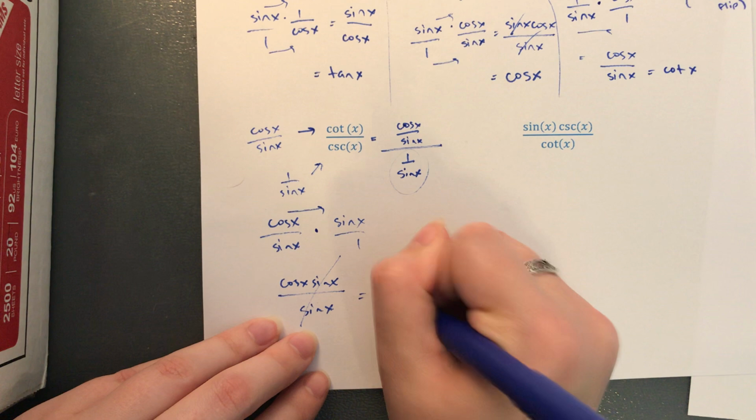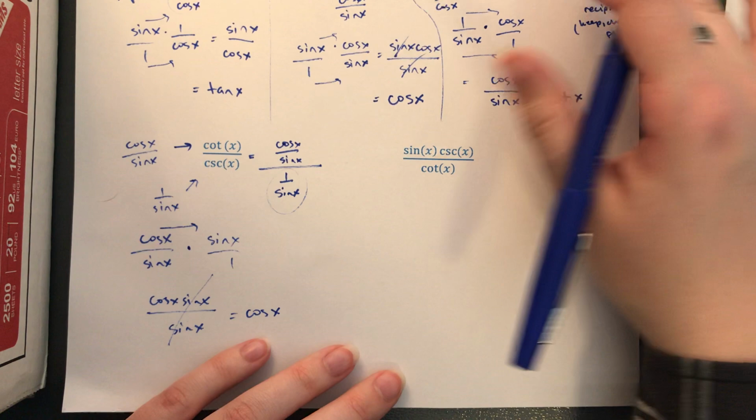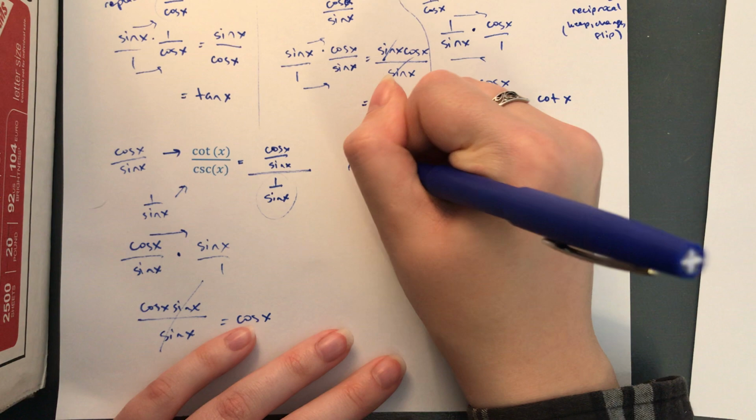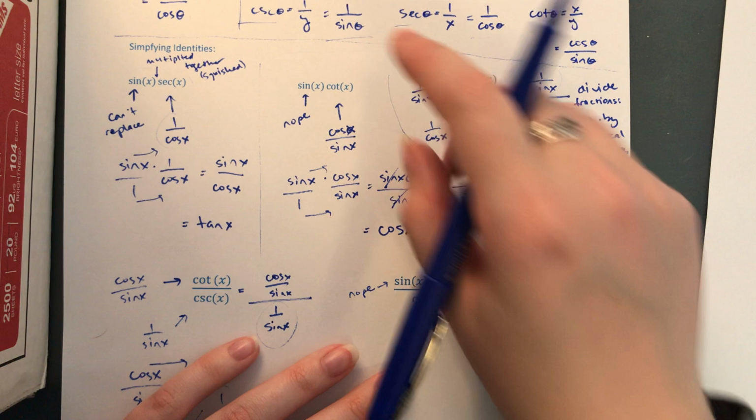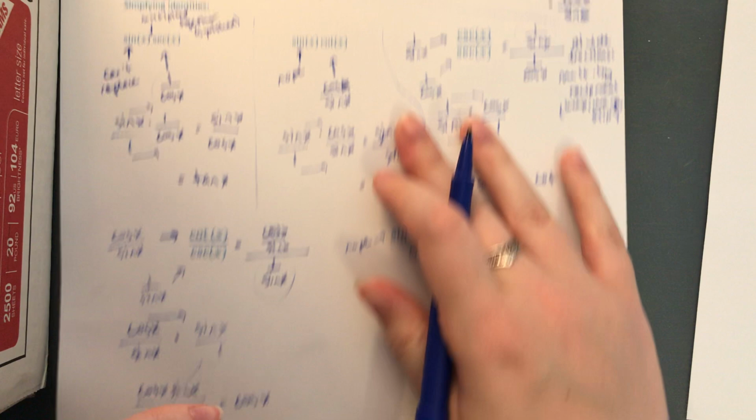All right, and then the last one. Now there's three pieces to check. Sine, that's a nope. You can't replace it with anything. Cosecant is 1 over sine. And then cotangent is cosine over sine.